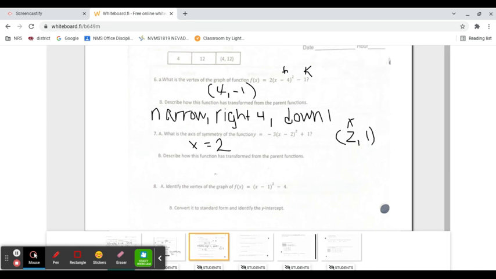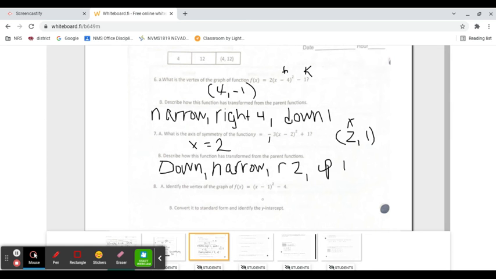Describe how the function transformed. First of all, this negative sign right here means that it opens down. The 3 means it's narrow. We call that a stretch. The -2 means right 2. I'm just putting R2 for that. And the +1 at the end means up 1.